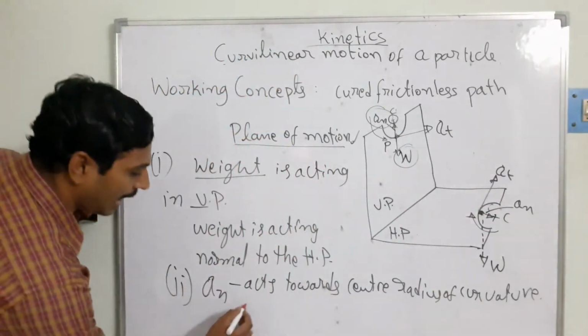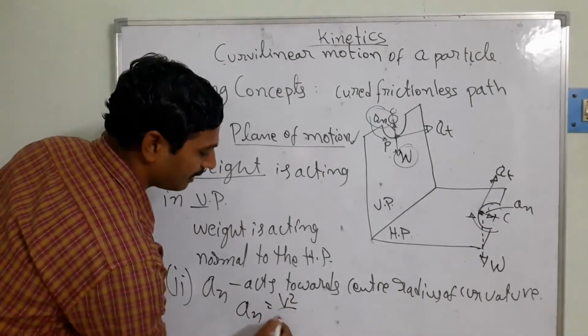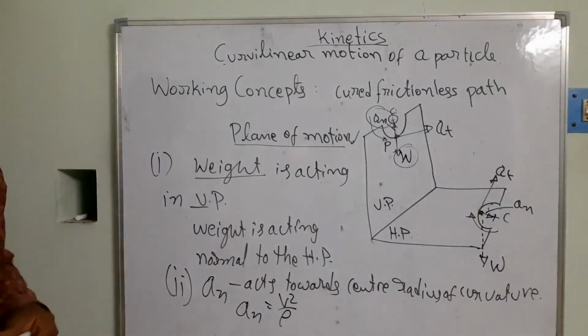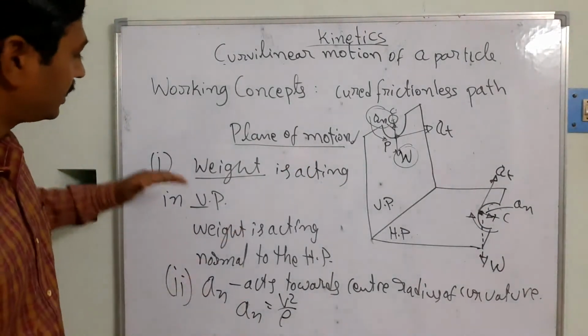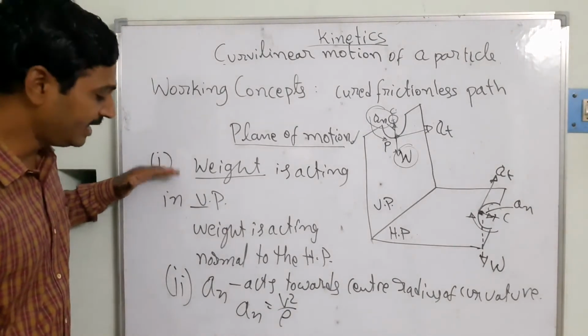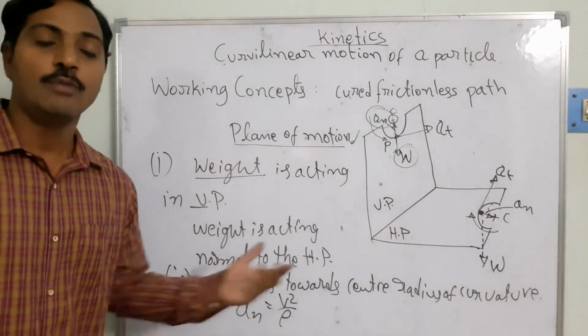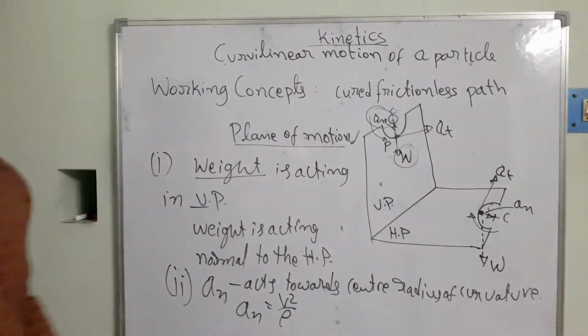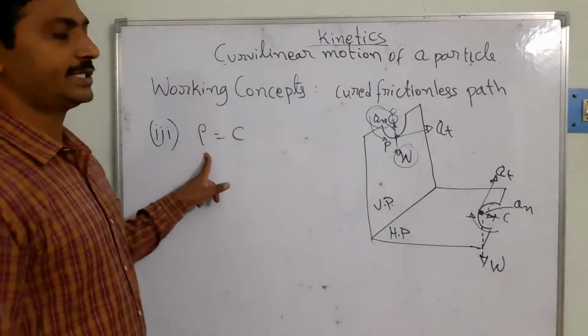And then the formula I am going to be using, AN is equal to V square by rho. I am going to be using this equation, already we derived in the previous video lectures. So the first one is where it is going to be acting, the second one AN, that is going to be normal acceleration, where it is going to be moving towards the center, right?